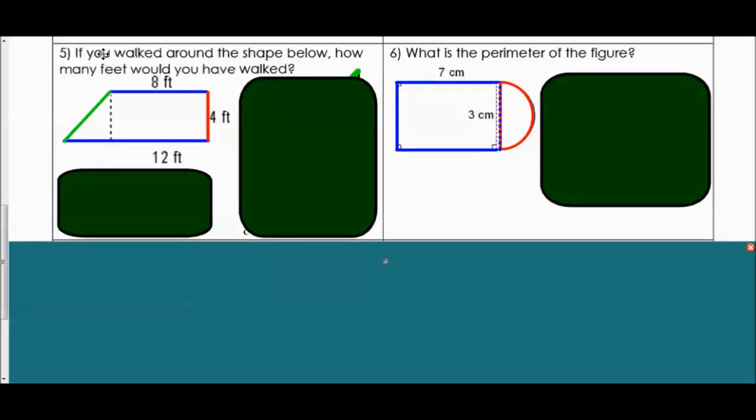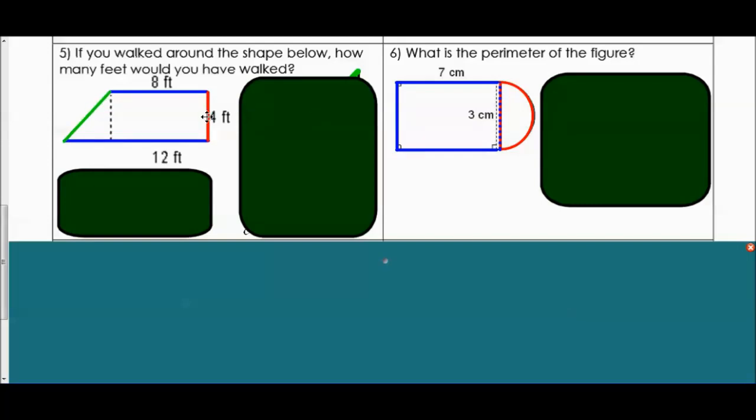Number 5 is asking if we walked around the shape below, how many feet would we have walked? So we're just finding the distance around the outside. Again, here we have a slanted side. The slanted green side means that we need to use Pythagorean theorem. We're going to think of this right triangle here, this right triangle there, to find that missing side, that missing green side.